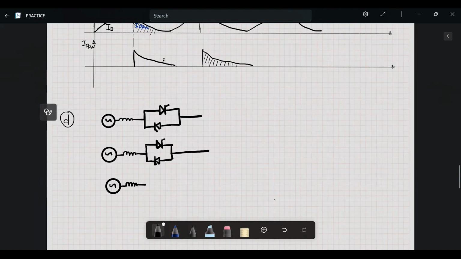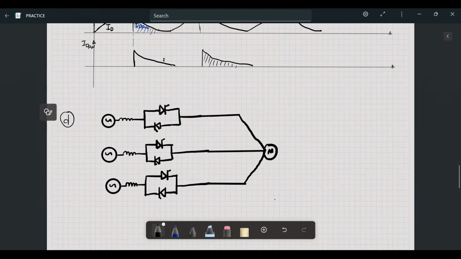Okay, and then here again, you're going to have another pair. Okay, so this is a 3-phase induction motor. Okay, and then the 3-phase supply here. So, 3-phase AC supply. Yeah, just like that.